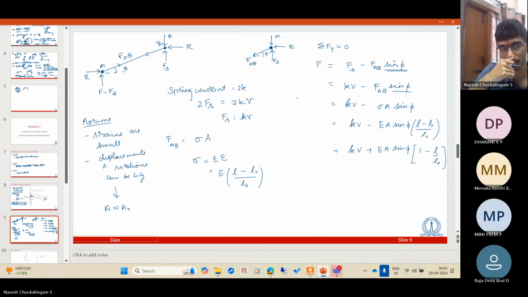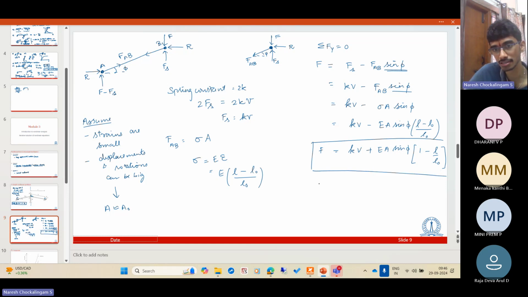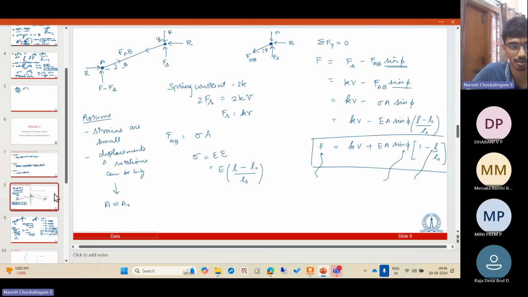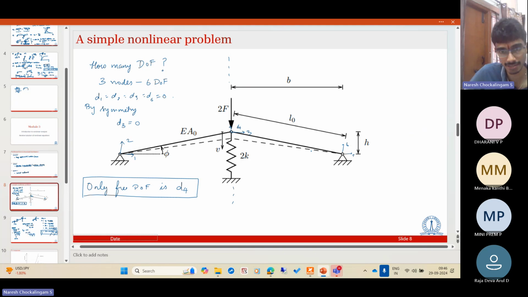Next, what we can do is suppose we have one equation that relates these. What are the unknowns in this equation? V can be taken as known because we are inputting it. F is unknown. This angle is unknown because as it comes down, this will keep rotating. L is unknown. But look at the geometry. Can we find L? Yes.